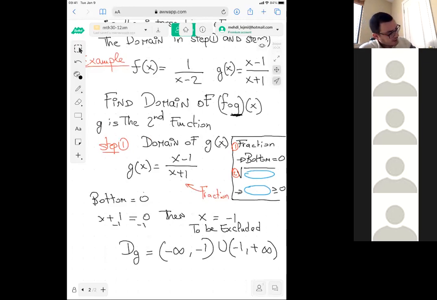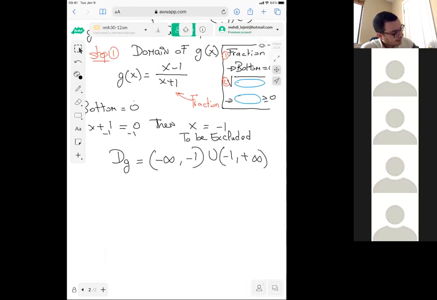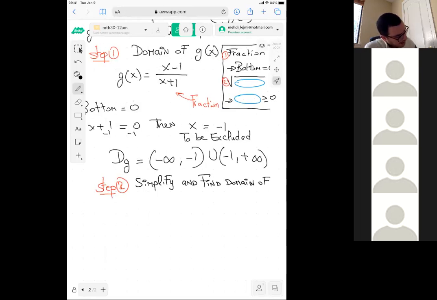Now, step number 2: we have to simplify and find the domain of f of g of x. That's my function, f of g of x. So let's compute this thing here.